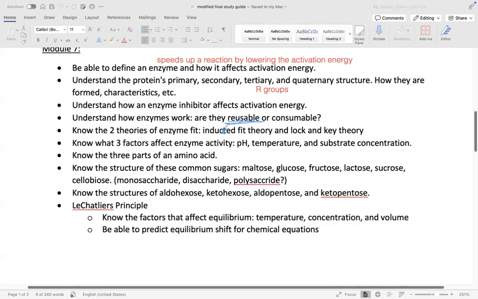Know the three parts of an amino acid. This is something we talked about in Module 7. You have the R group, which is a variable. You have an amine group and a carboxylic acid group. These are all attached to a main carbon.